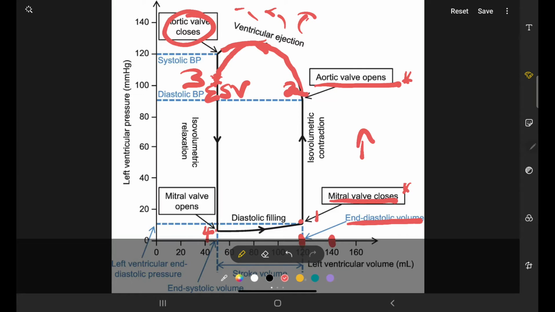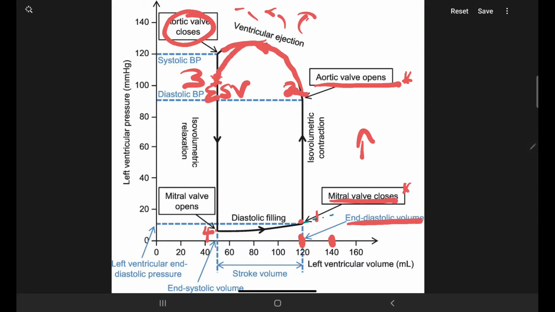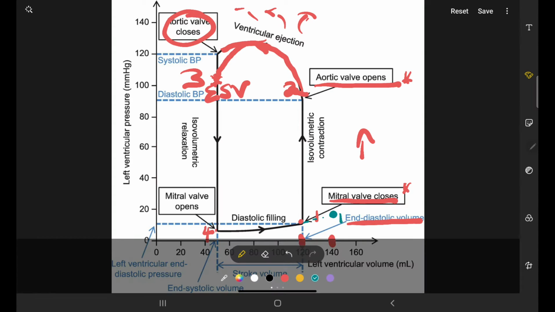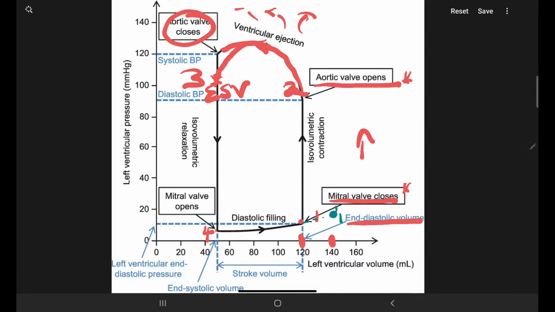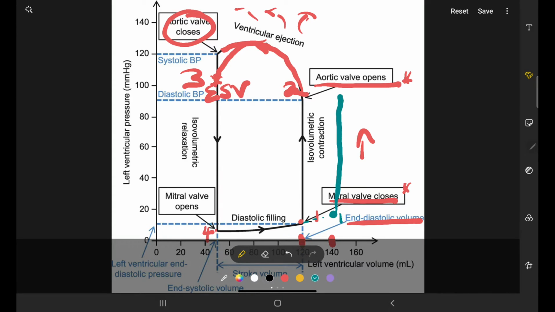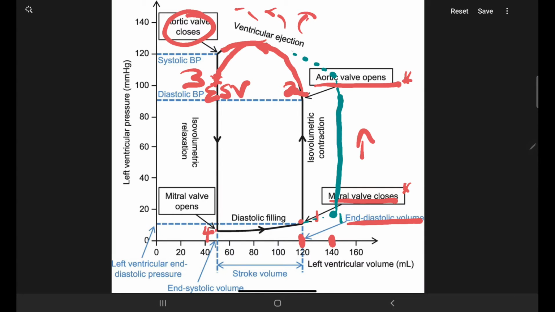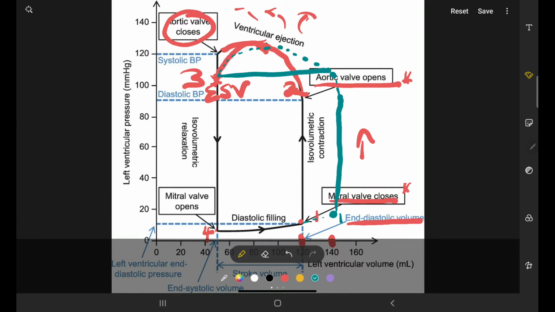Let me see if I can change the colors here. So from here, it will go all the way to here. This is where number 1 will be. And then you still have the isovolumetric contraction. But what you will see is that your stroke volume, which is this part now, has increased. Okay, so it will still come down to a very similar end systolic volume. So this is what happens when there's an increase in preload.